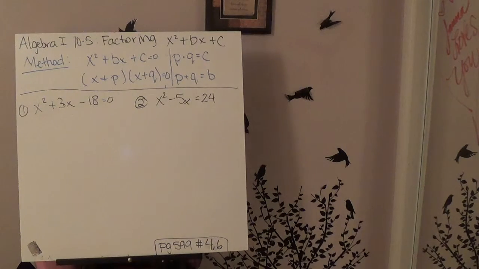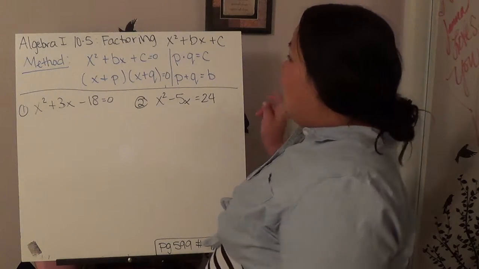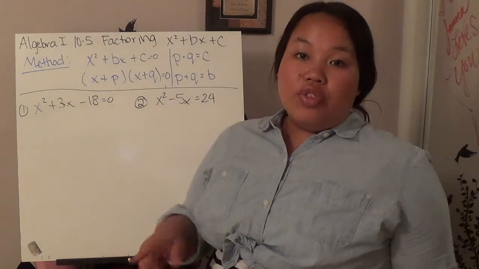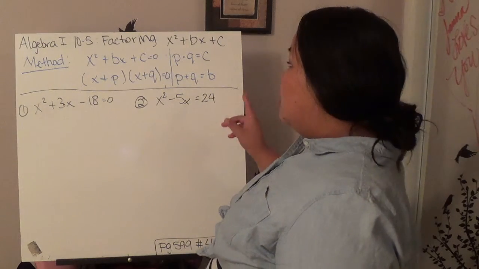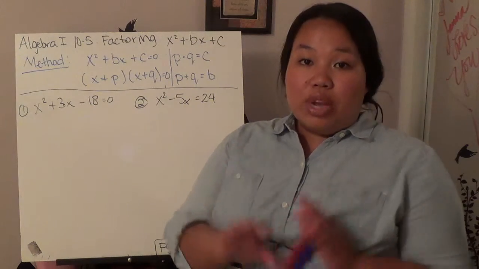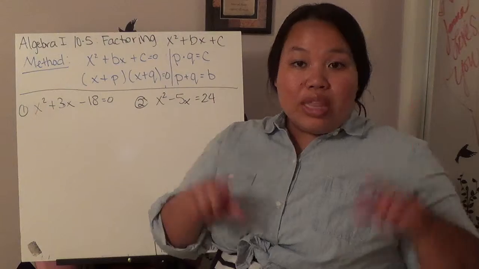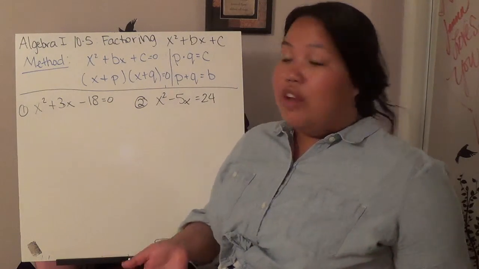In Algebra 1, Section 10.5, we're dealing with factoring x squared plus bx plus c. We're going to use a combination of everything you've learned in 10.4 and 10.2. Remember in the last section I got them into parentheses, and the parentheses equaled 0. If I made one parentheses equal 0, then the whole thing equals 0.